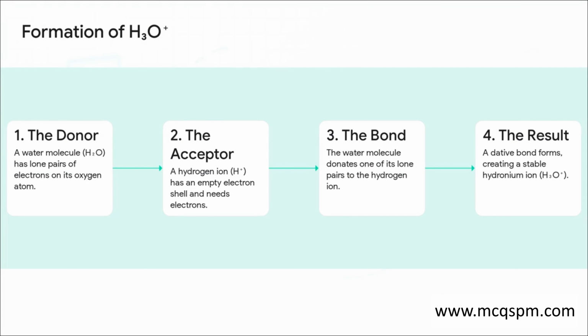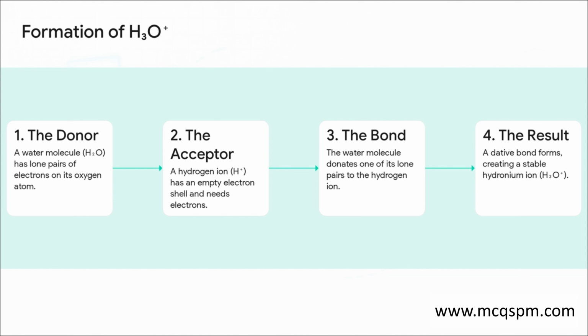So how does this happen? Well, first, you've got your donor. In this case, it's a good old water molecule, H2O. See, the oxygen atom in water has two lone pairs of electrons just hanging out, not involved in bonding. It's ready to share. Then along comes our acceptor, a hydrogen ion, H+. This poor little guy has an empty electron shell and desperately needs two electrons to be stable. So what happens? The water molecule, through its oxygen atom, donates one of its lone pairs to the hydrogen ion.